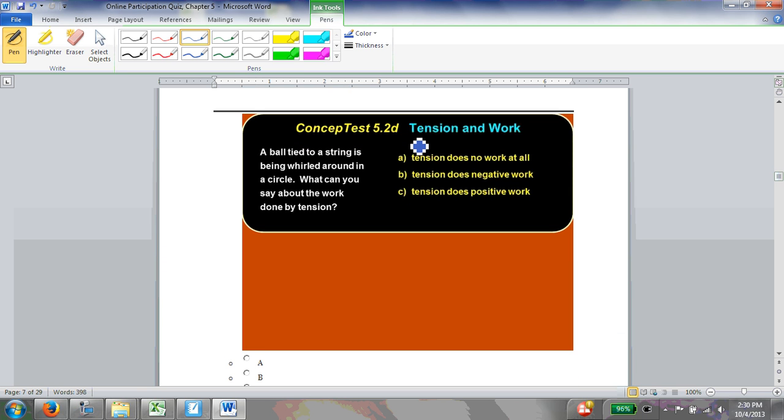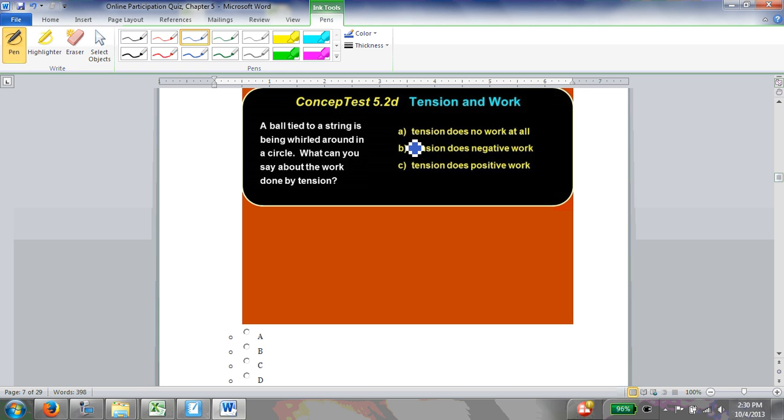A ball tied to a string is being whirled around in a circle. What can you say about the work being done by tension? We're going to get to this in a later chapter, in a couple of chapters. If I have this object moving in this direction, my tension is in this direction, towards the center of the circle, but my displacement is in that direction.